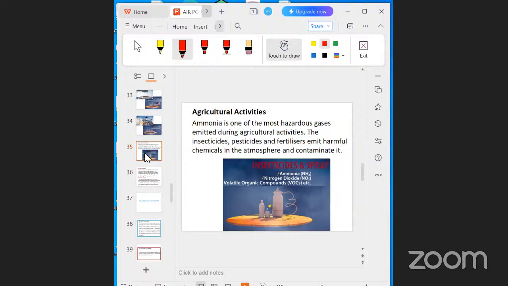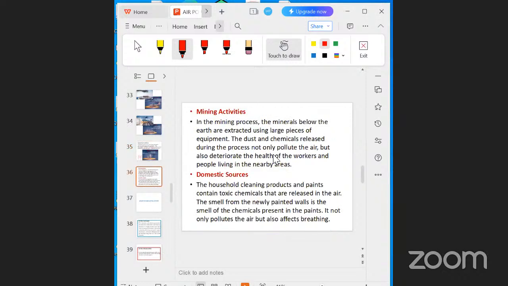Now, insecticides, which means agricultural activities. Agricultural practices mean burning of fields, plowing of dry fields, and use of pesticides, which produce lots of particulate matter, PM, smoke, and also pollutant gases. Farmers spray insecticides, pesticides, and also fertilizers, etc. These get mixed with the air and cause air pollution. They also emit harmful chemicals into the atmosphere and contaminate the air. This is the agricultural activities source.